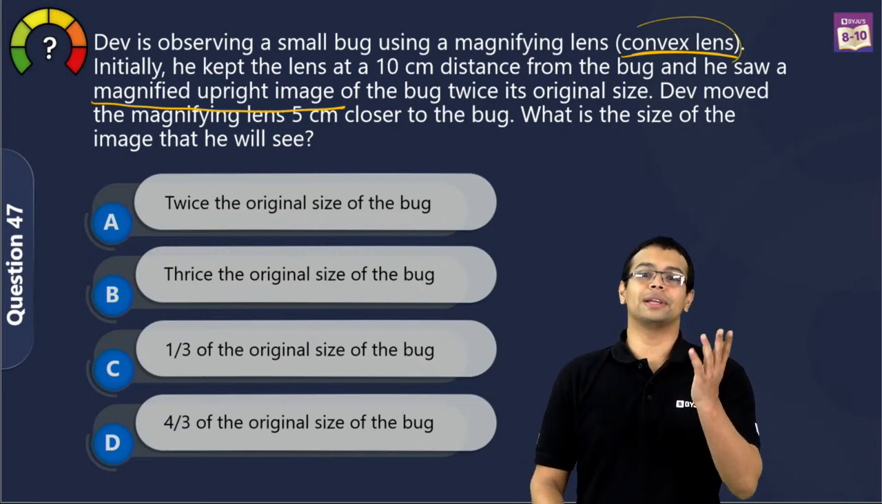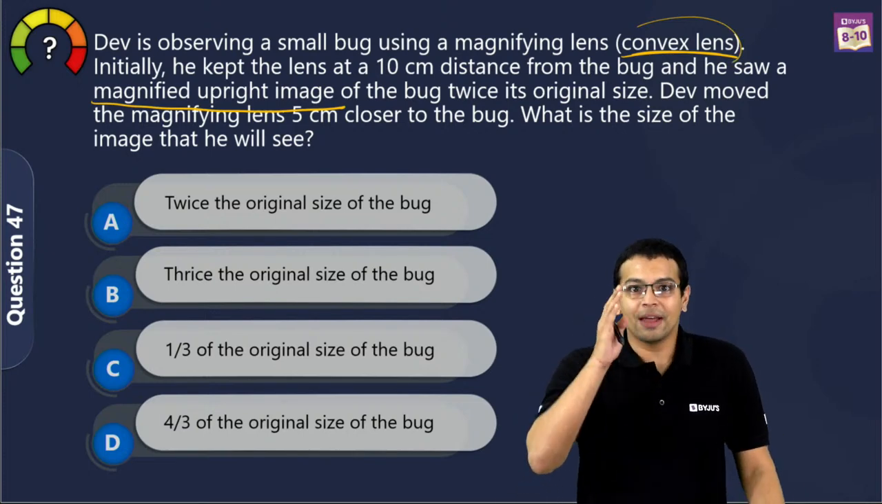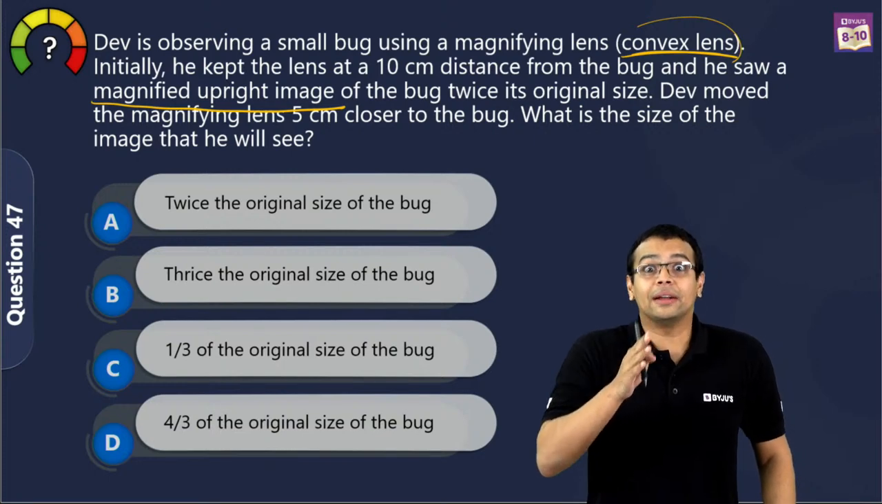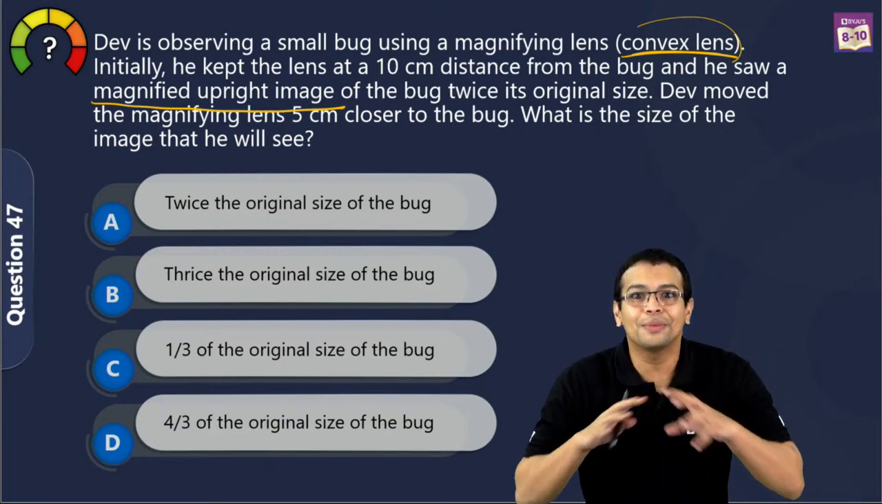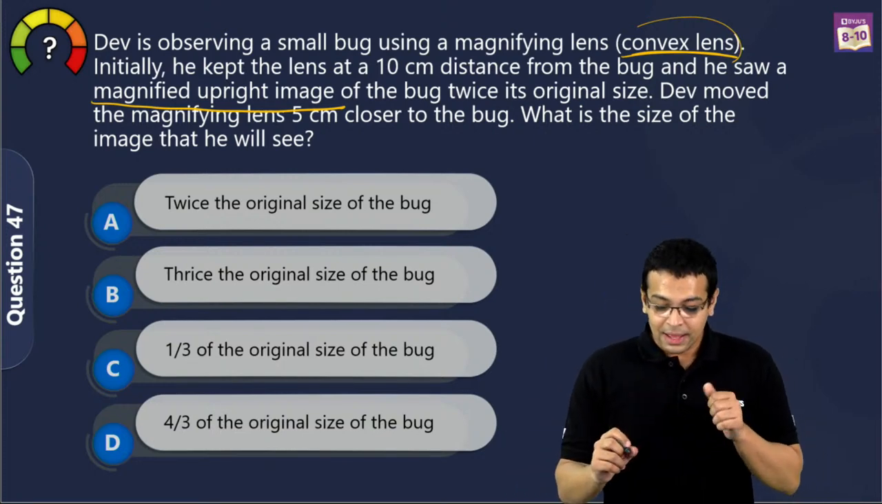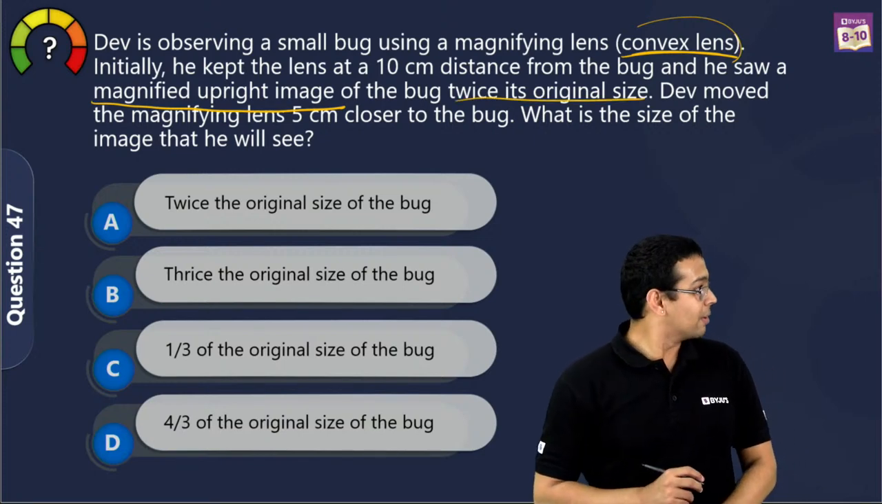Is that a virtual image or is that a real image? Think about it. Magnified upright, upright, erect. Erect and virtual always go in pairs. Okay, cool. Twice its original size. That means it's bigger, right?